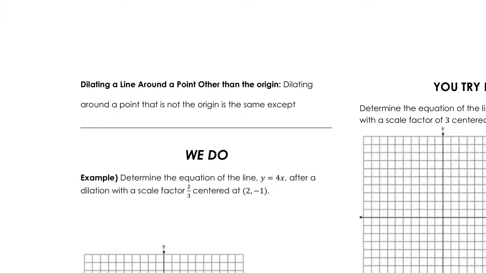When a line is dilated around a point other than the origin, dilating around a point that is not the origin is the same, except we create a new origin. And I'm going to show you what I mean by that in that first example. So just go to that bottom part.